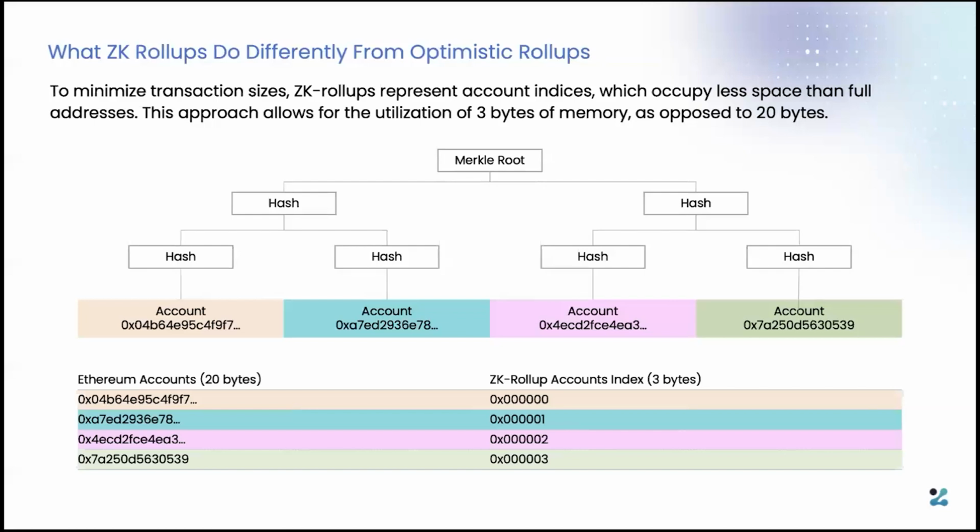One of the other differences, in terms of efficiency, is that ZK rollups use account indices. Account indices are smaller in size as compared to the Ethereum account. So an Ethereum account, let's say, is 20 bytes in size. The ZK rollup account indices are just 3 bytes in size. So that also reduces load on the memory and increases the efficiency. They occupy less space also.